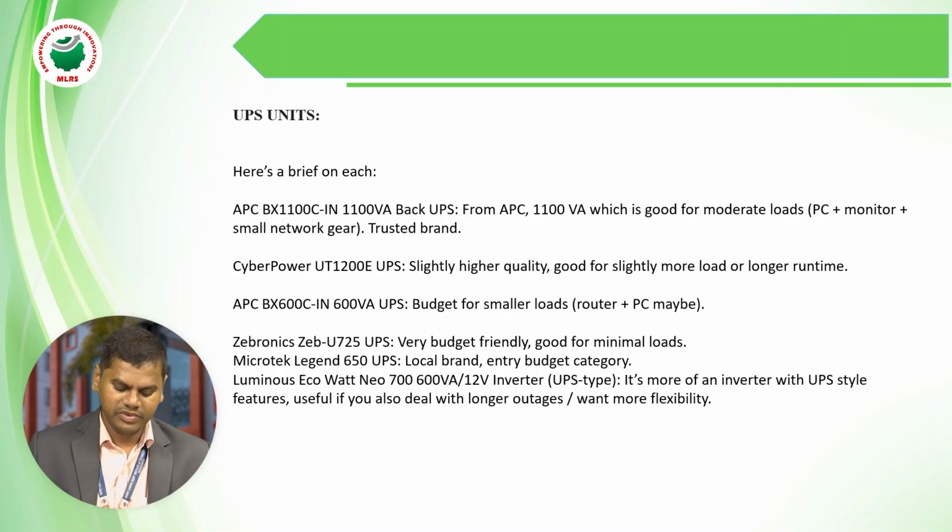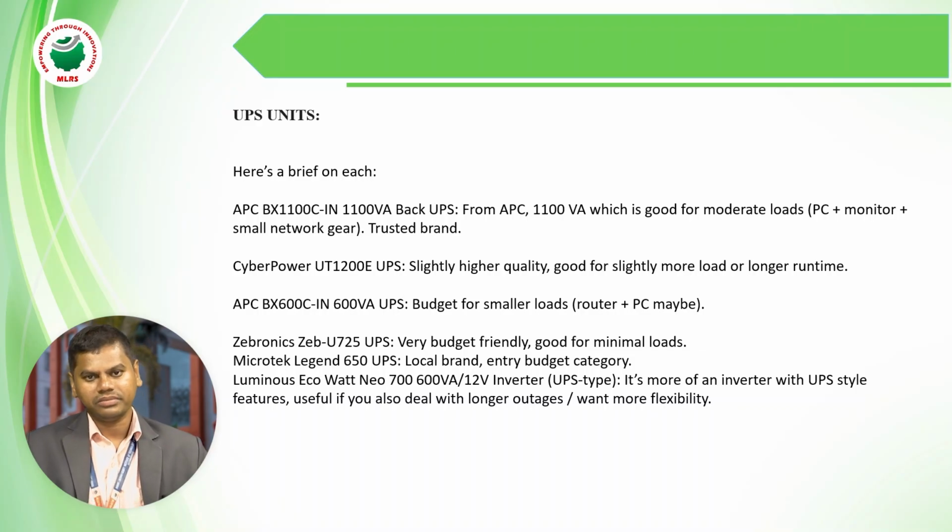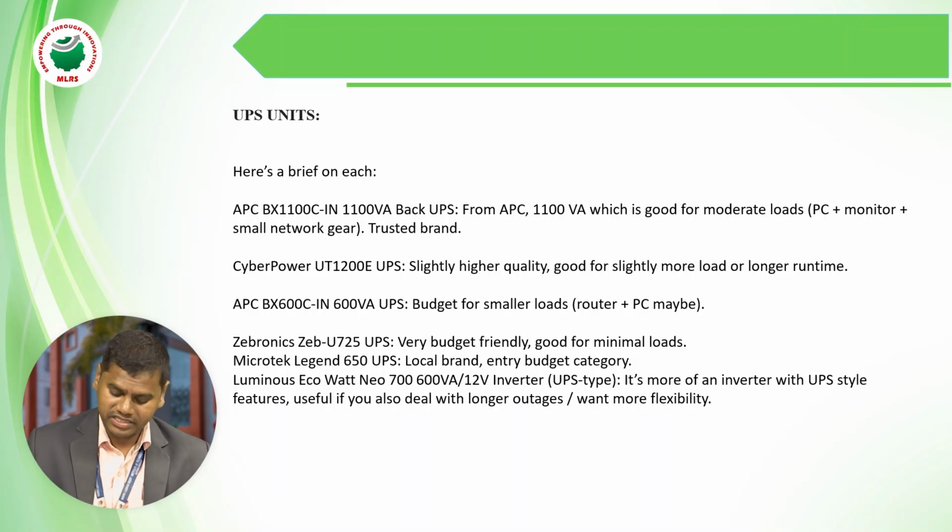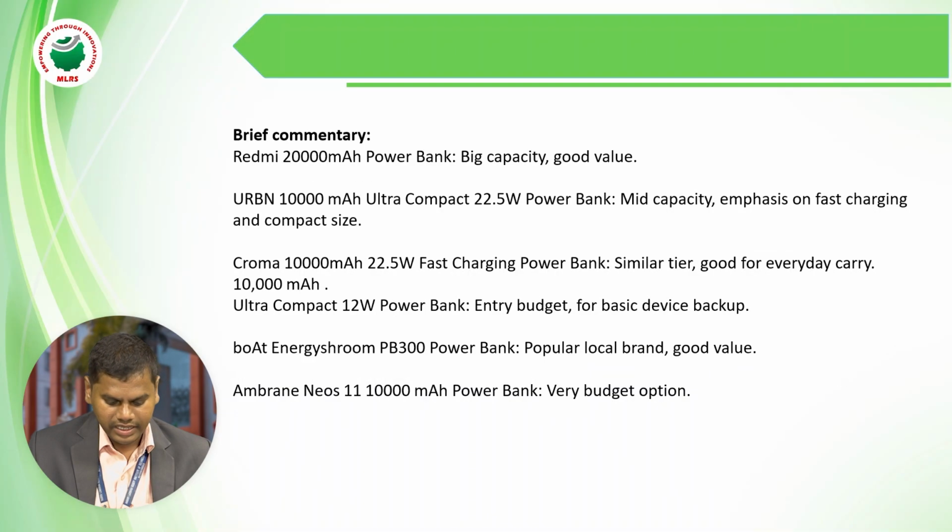And next, Luminous EcoWatt Neo 700, 600 volt amperes slash 12 volts. So this is for inverter UPS type. So it is more of an inverter with UPS style features and useful if you also deal with longer outages.